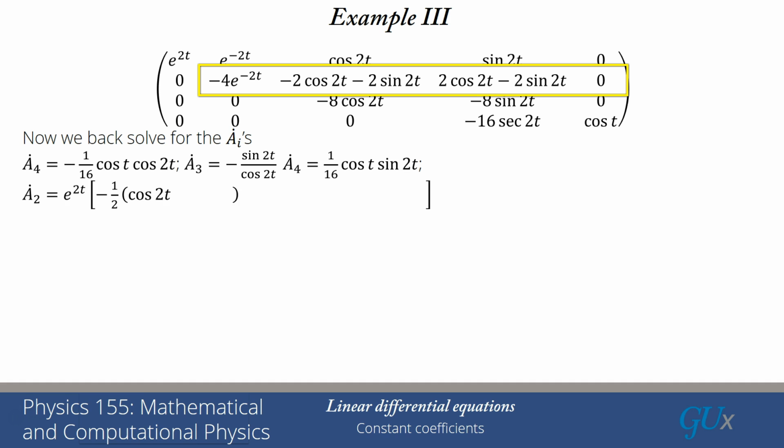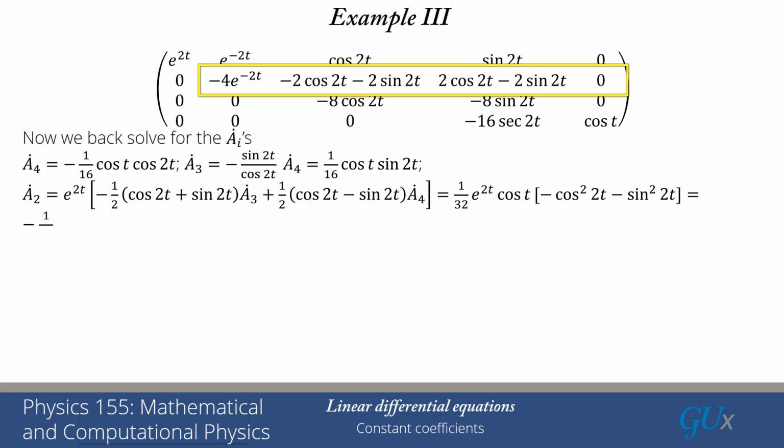And now I have to plug into the second row to get A2 dot. A2 dot is going to equal e to the 2t times minus 1/2 cosine 2t plus sine 2t A3 dot plus 1/2 cosine 2t minus sine 2t A4 dot. Now I've got to substitute in what A3 dot and A4 dot are, and I have to go through some algebra, but it actually simplifies rather nicely. When all the dust settles, I find it's equal to minus 1/32 e to the 2t times cosine t.